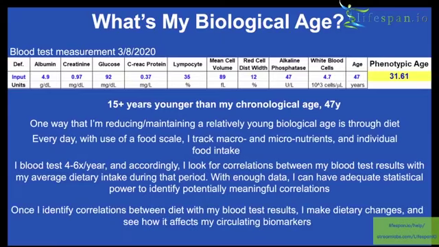Once I identify correlations between diet and my blood test results, I make dietary changes. I'm constantly changing stuff in my diet to see how it affects my biomarkers and to try to push them in the right direction. And it doesn't always do that. So that's the trial and error. That's the neural net. I use that information and then I make further changes after that.